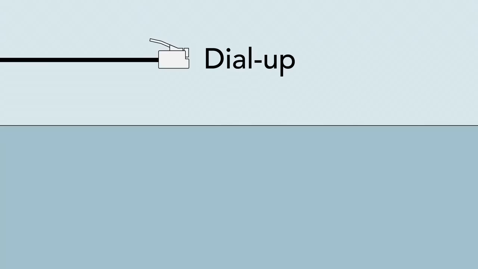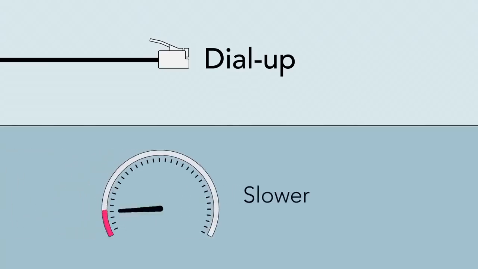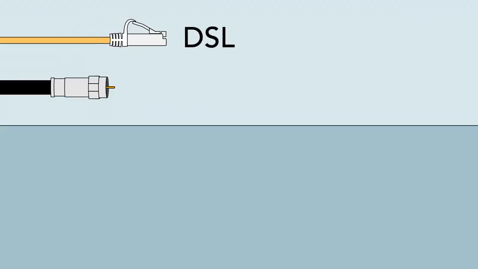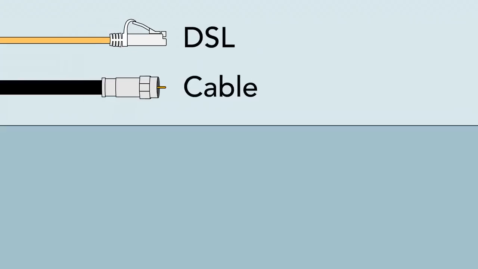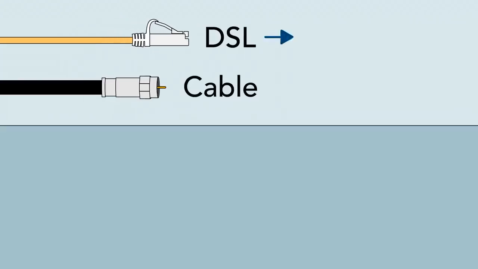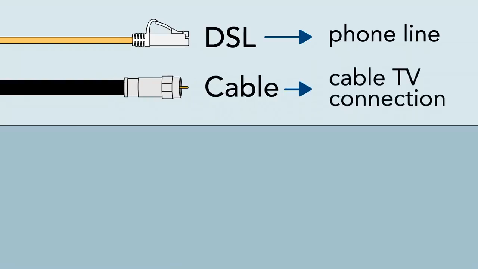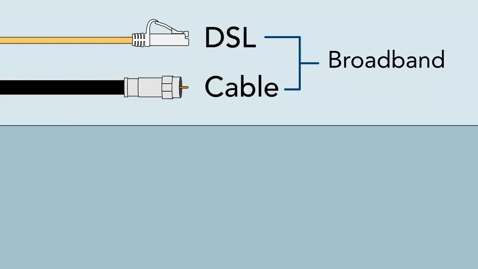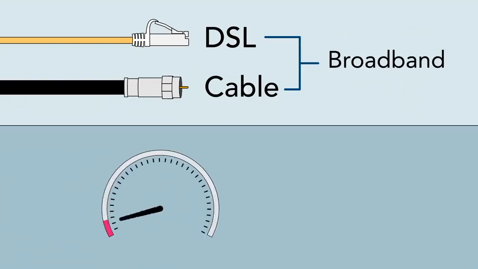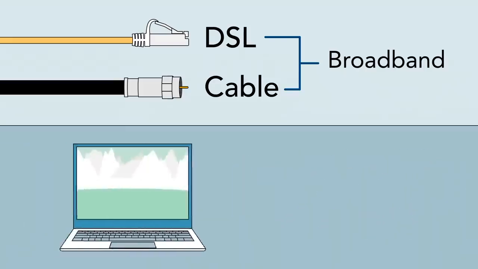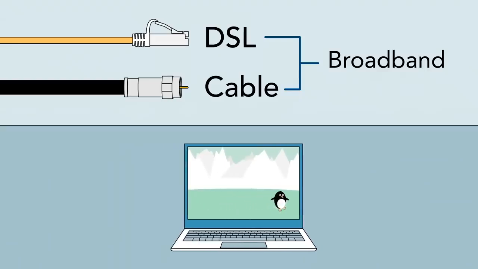Dial-up connects to your phone line. It's usually much slower than other types of internet connections, but in some areas it may be the only option available. Generally, DSL and cable are better options. DSL plugs into your phone line, and cable uses your cable TV connection. These are both known as broadband internet connections because they offer much faster speeds than dial-up. This makes it easier to watch videos, play games, or browse the web.